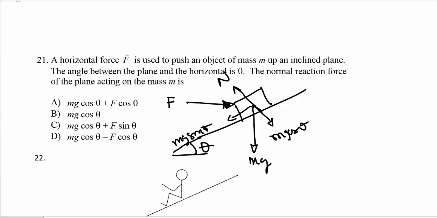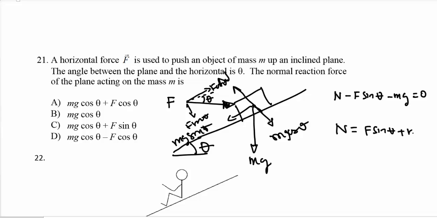Understand that this angle here is theta, which is equal to this angle here. They are corresponding angles, if you can see that. Which means we can resolve, this will be F cosine theta, and this will be F sine theta. So if you want to sum the forces in the y direction, you're going to have N minus F sine theta minus mg all equal to zero. This means that N will be equal to F sine theta plus mg.